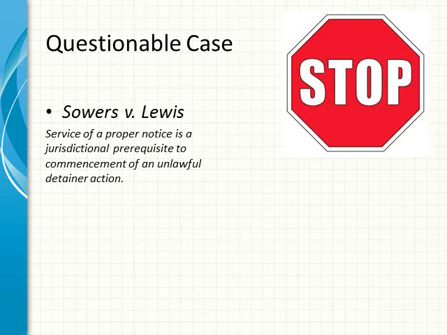Another case that has frequently been cited in the appellate courts is Sowers v. Lewis. This case stands for the proposition that service of a proper notice is a jurisdictional prerequisite to commencement of an unlawful detainer action. As we will discuss below, in the cases of Bin and Pryor, it appears that Sowers v. Lewis has been overruled and that Bin and Pryor will be cited in the future for the proposition that our state constitution conveys jurisdiction in unlawful detainer actions, and that subject matter jurisdiction is no longer obtained only after proper service of a proper statutory notice.